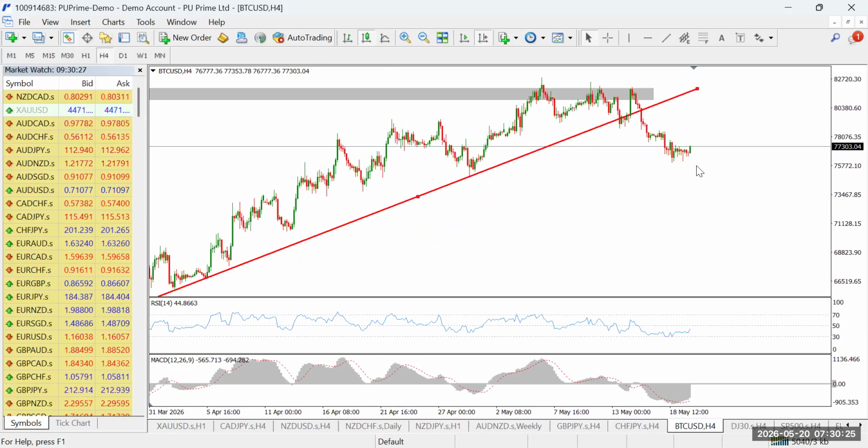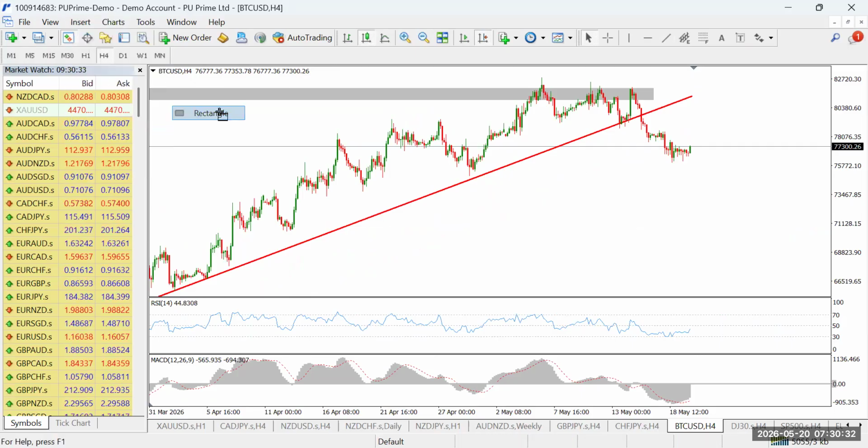This is the 4 hour. We have a minor support right there. But then the overall trend is bearish. So if you want to enter a sell, two ways: there's a minor support here also. You may want to do some scalping.